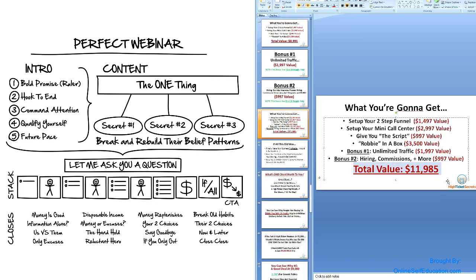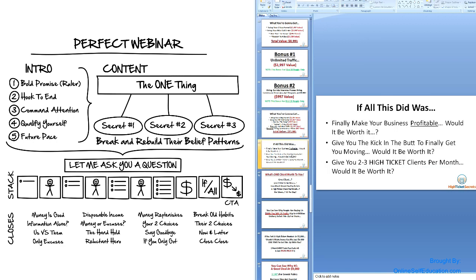Okay, so after I show this high ticket thing, this now is where I actually add my if-all statements. I learned this from Dave Van Hoos. So I set the high price and I say, look, guys, I'm not going to charge $11,998 today. I could, but I'm not going to. But I want to ask you something. And then this is where you add your if-all. If all that this package did was blank, would it be worth it? If all this package did was finally make your business profitable, would it be worth $11,000?